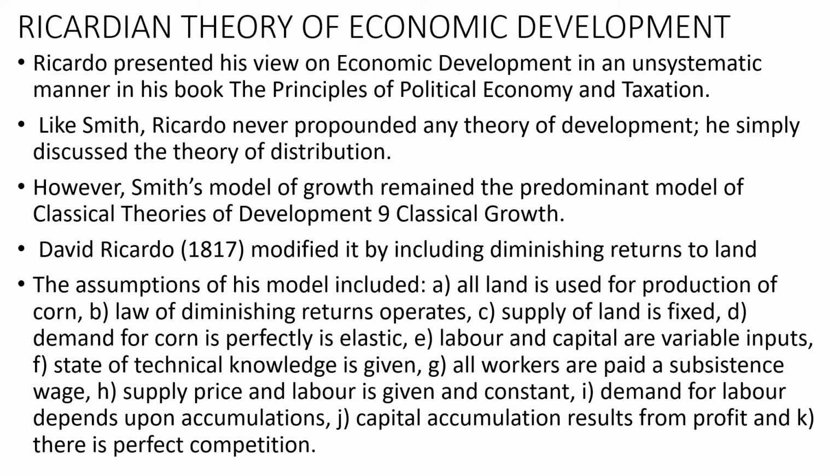As in the case of Adam Smith, here also we are assuming that the laborers are paid their subsistence wage. Then supply price of labor is considered as constant, and demand for labor depends upon accumulation. Here accumulation means capital accumulation. Then capital accumulation results from profit, and there is perfect competition. So the assumptions are all more or less similar to what we have discussed in the Adam Smith case, but the new additions here are with respect to diminishing returns, the use of land, etc.